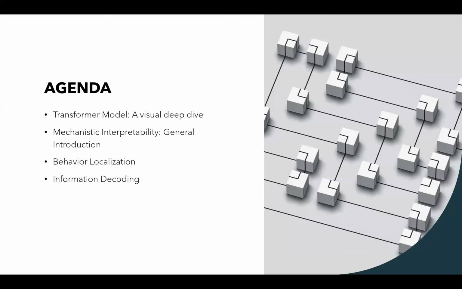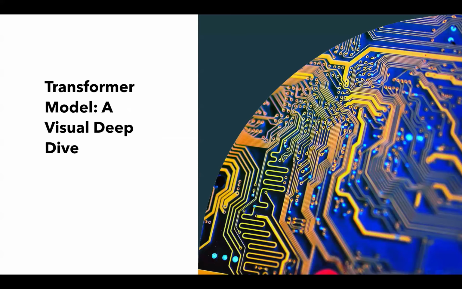Let's start with the first stage, which is the transformer model, a visual deep dive into how the transformer model works. One notation thing here. Whenever I'm saying transformer model during this presentation, I'm strictly talking about the decoder only transformer models. So not the general idea of transformer, which was proposed in the first paper, Attention Is All You Need, where you have an encoder and a decoder. For these language models, which are specifically known as generative models, we are talking about the decoder only model.